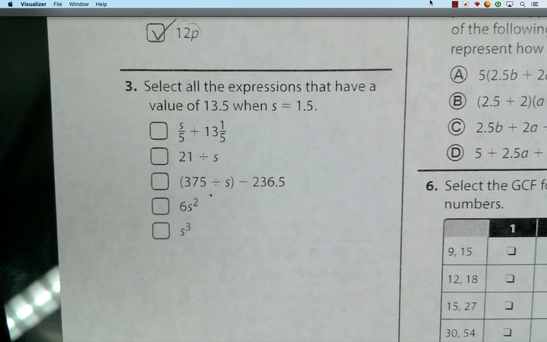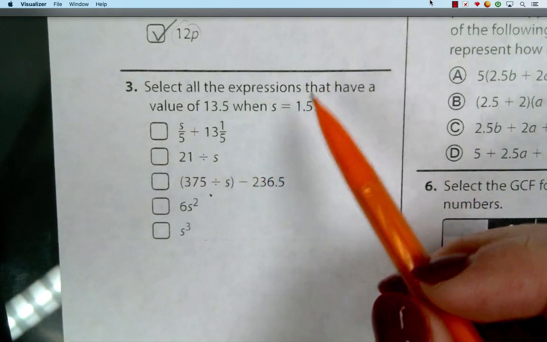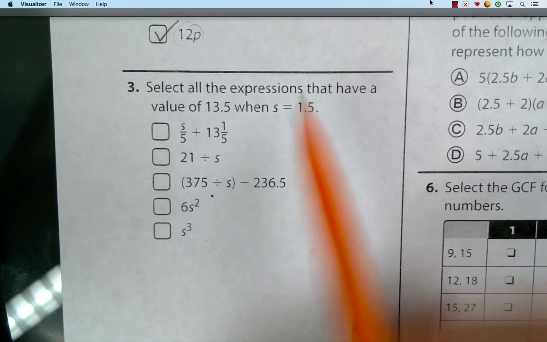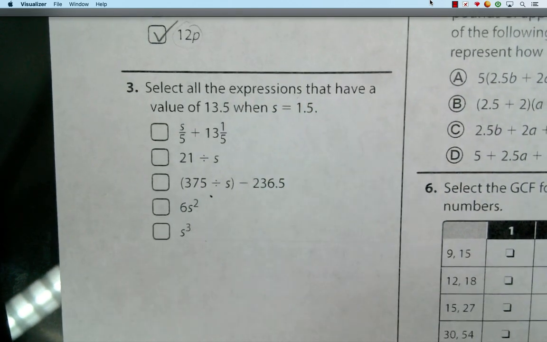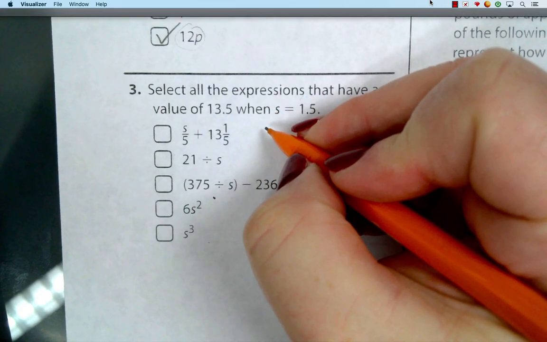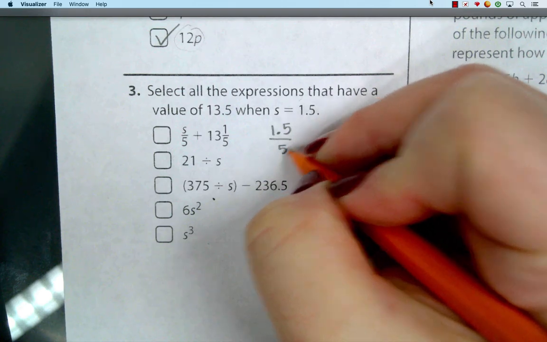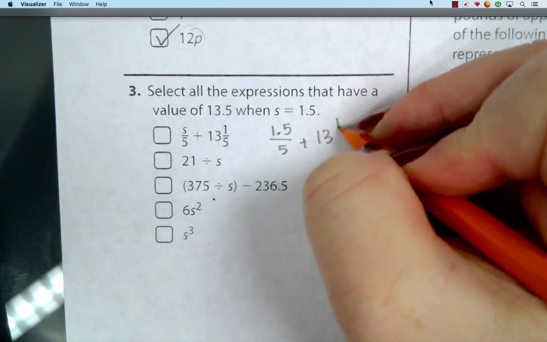So starting with our first expression, be mindful too, when the question says select all the expressions, more than likely there's more than one correct choice. So I'm going to start with this first one. S is 1 and 5/10 divided by 5 plus 13 and 1/5.